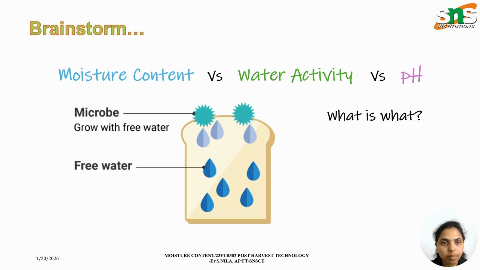Before going deeper, let us brainstorm three different terms: moisture content, water activity, and pH. What are all these? What do they mean? Though they are related, they are not the same. Today we will mainly focus on moisture content, and later we will see how it differs from the other two.